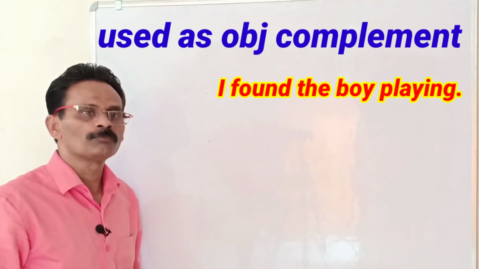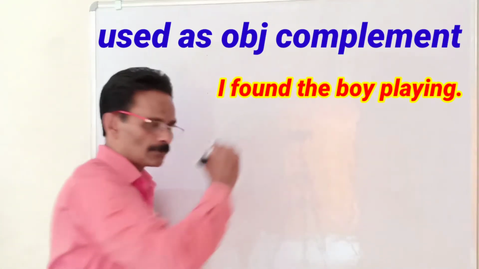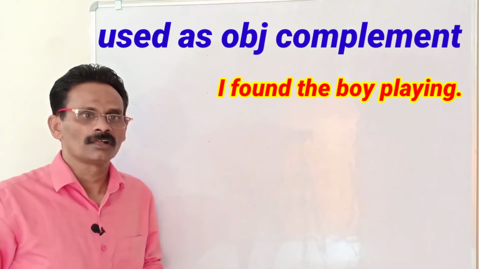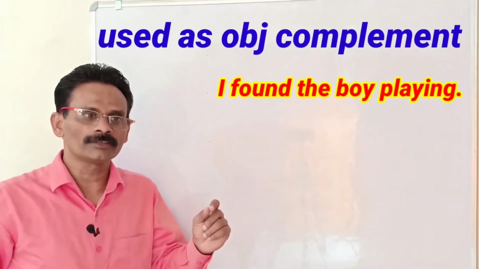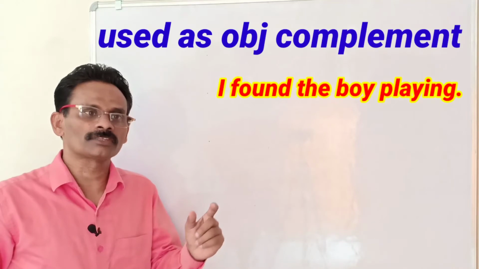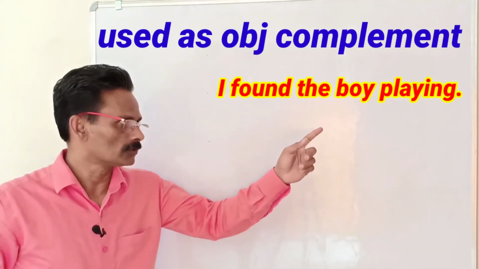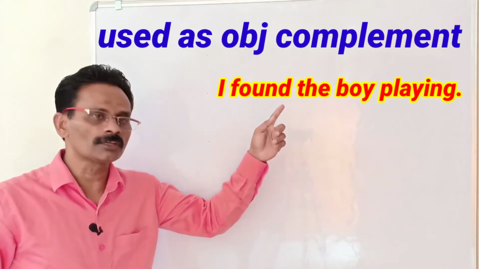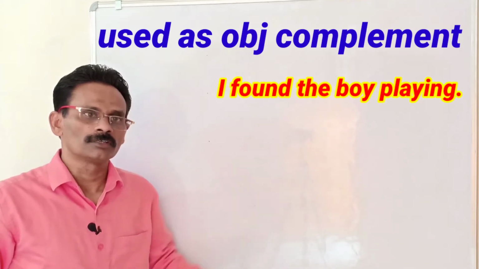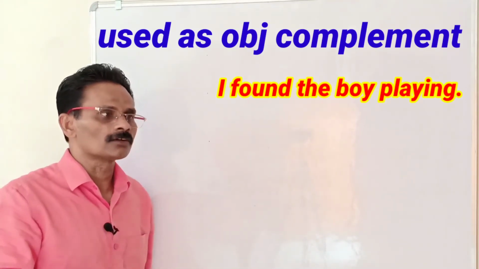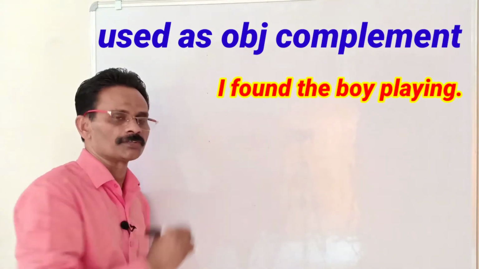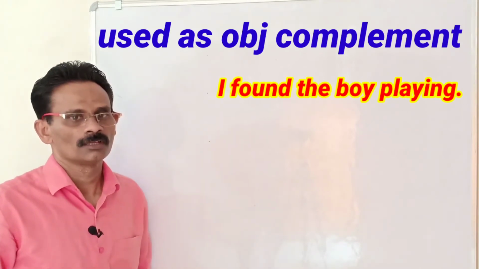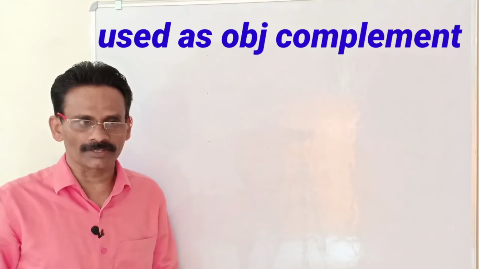I found the boy playing. The word playing tells about boy, not about found, not about I. And we have already learned boy is the object of the verb, and therefore present participle playing tells about the object of the verb. Thus, the word playing modifies the object. Thus, it is used as object complement. Let's examine one more sentence.